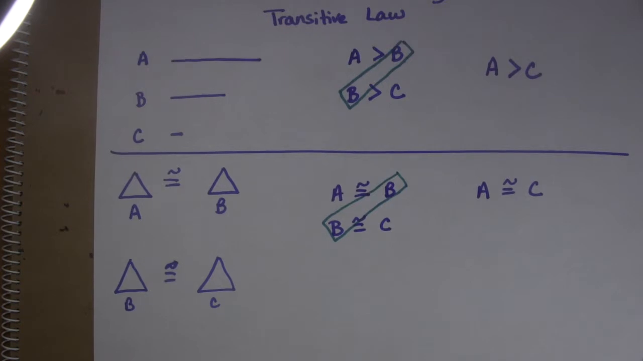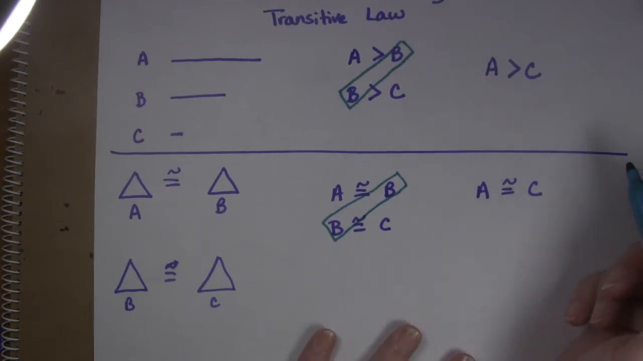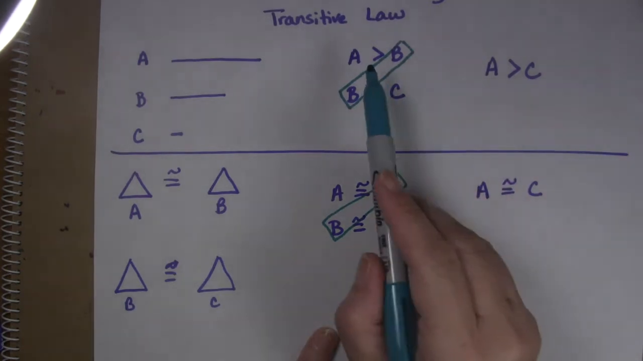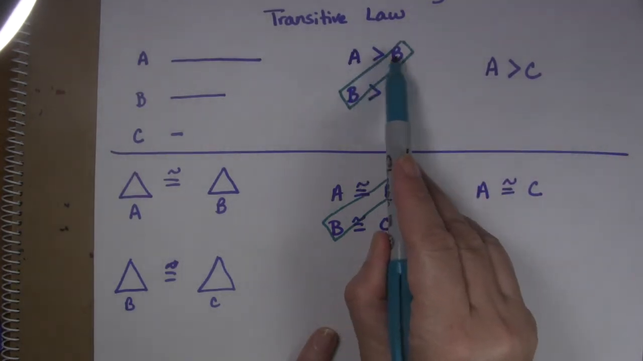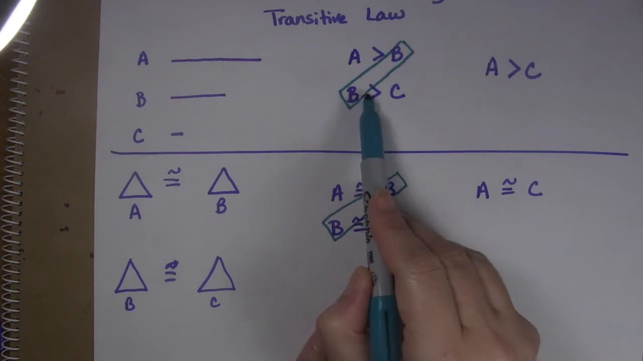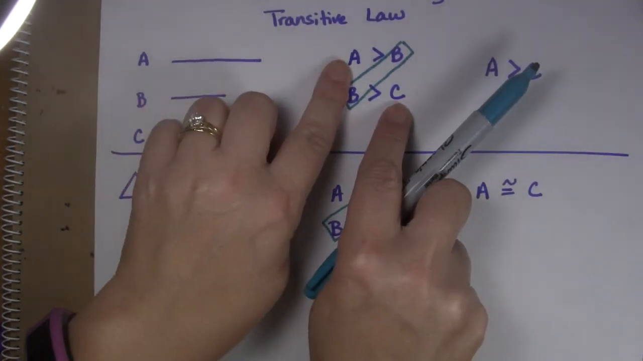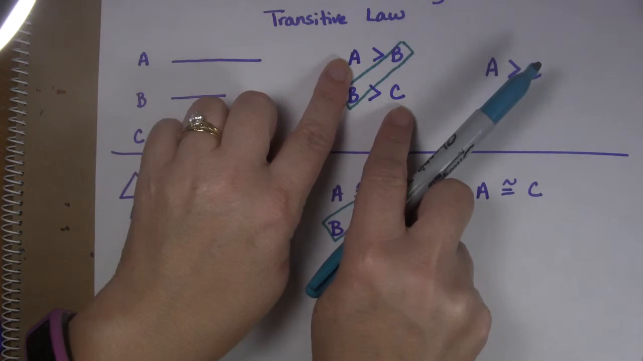It doesn't always work, as Fred is quick to point out. There are a couple of situations where it doesn't work, like for instance, Fred's example is being in love with someone. So if A is in love with B and B is in love with C, that does not necessarily mean that A and C are in love with each other, right?